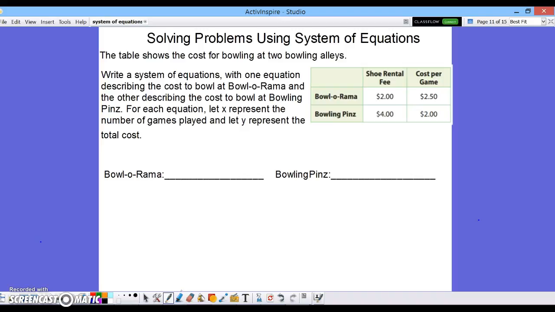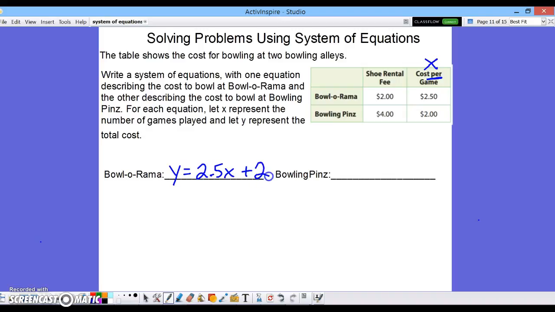So if we look at Bowl-O-Rama, we have a shoe rental fee of $2 and then a cost per game of $2.50. This per game tells me to multiply, so that $2.50 is going to be my slope or my rate of change. So Bowl-O-Rama is going to start off with y equals 2.5x. Well, then I have this shoe rental fee. That's a one-time rental fee, because when you go to bowl, it doesn't matter how many games you bowl, you're only going to pay for shoes one time.